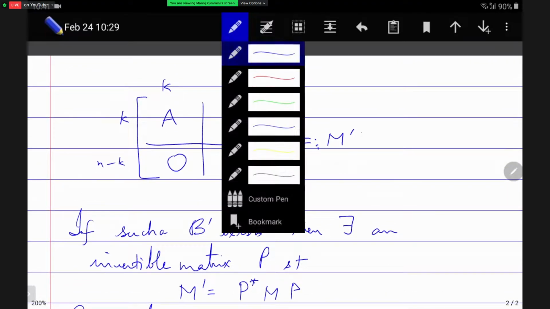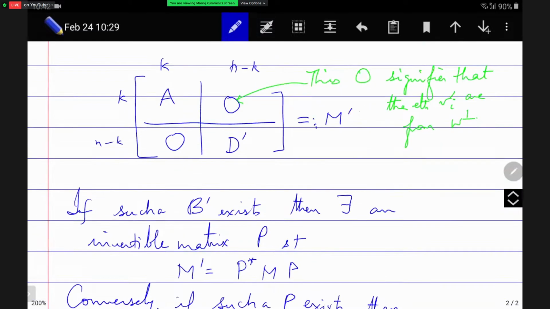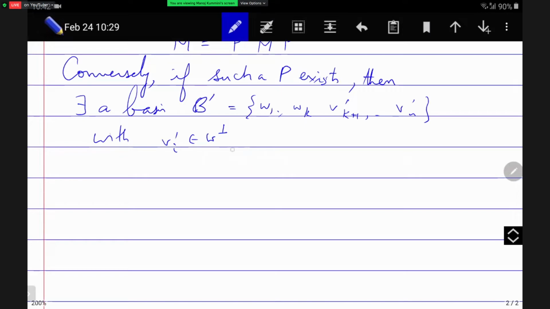So this zero signifies that the elements V prime i are from W perp, because the zeros that you see here are just Wi against V prime j, and that is 0.